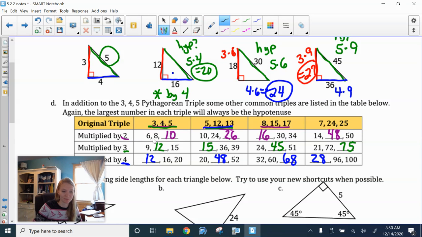If you can't, no big deal. Because if you don't recognize it, just do Pythagorean theorem.